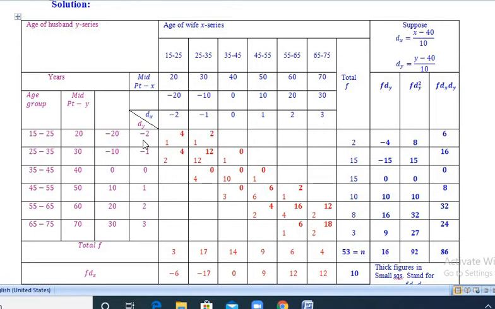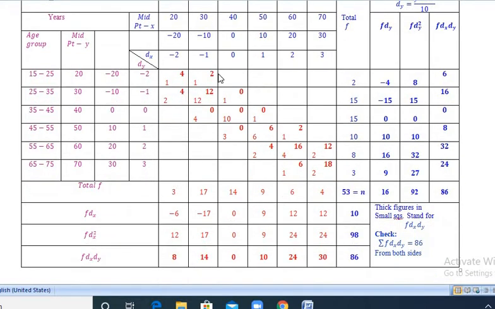Similarly, dy is also defined as y minus 40 by 10, that is minus 20 by 10 is minus 2, minus 10 by 10 is minus 1, 0 by 10 is 0, 10 by 10 is 1, 20 by 10 is 2, 30 by 10 is 3. We call it dy.